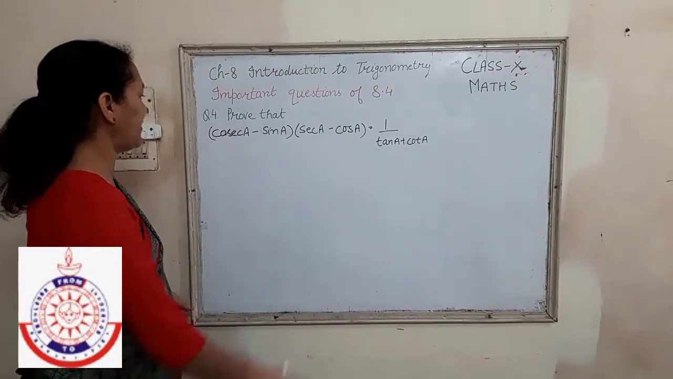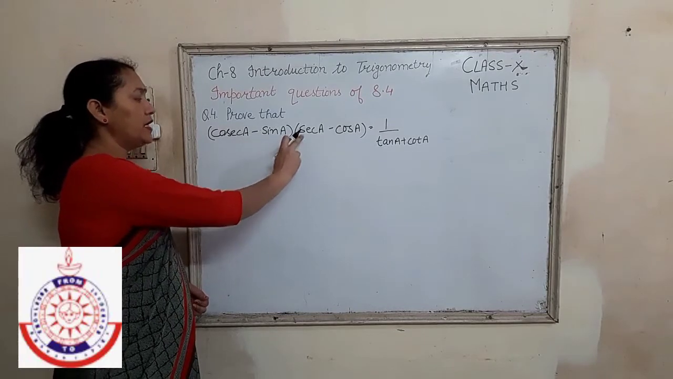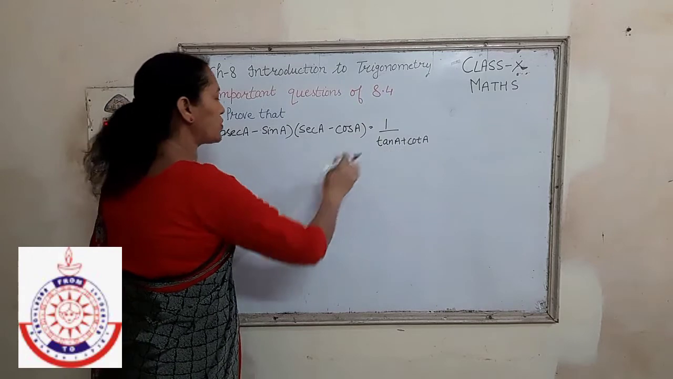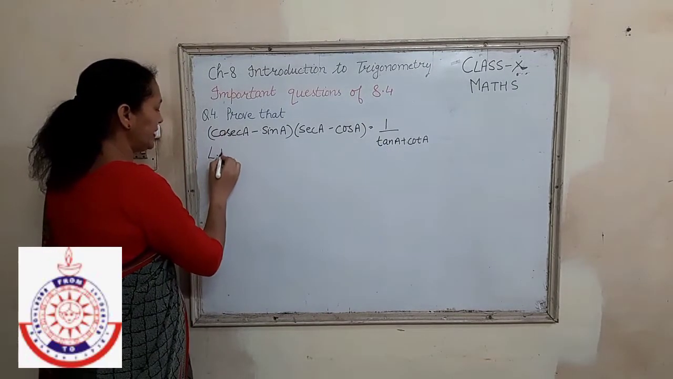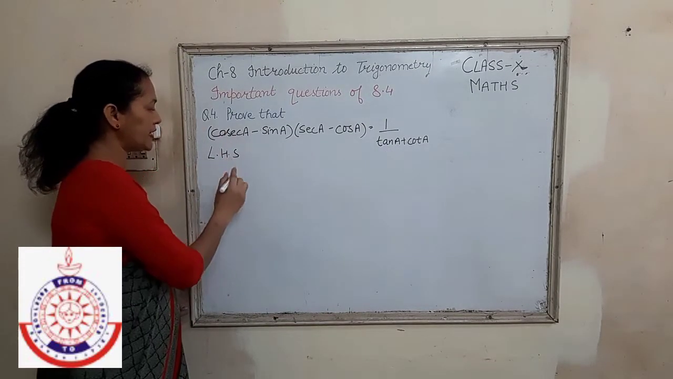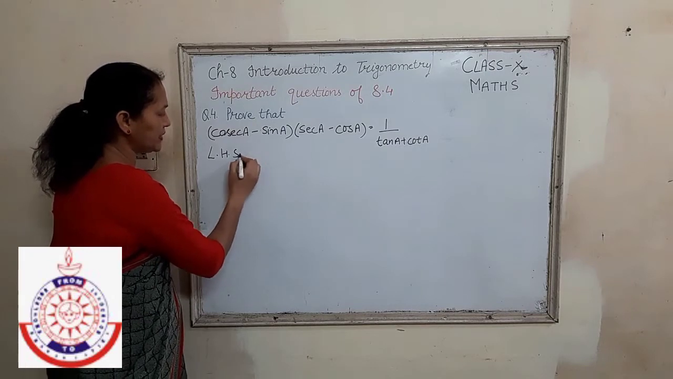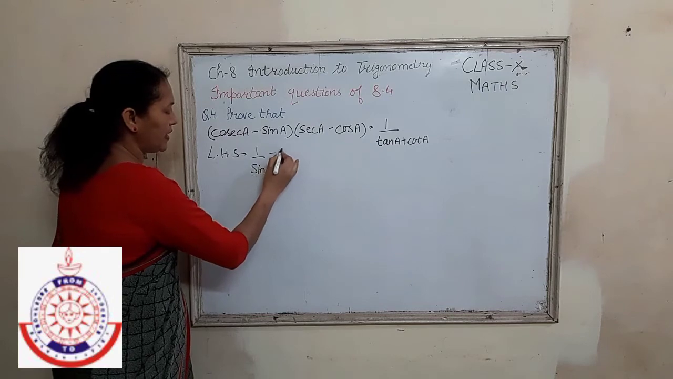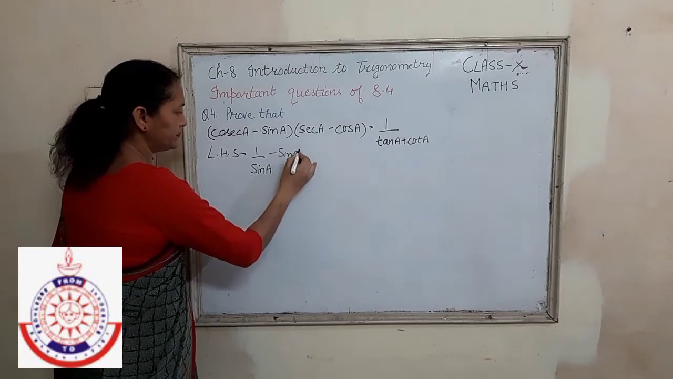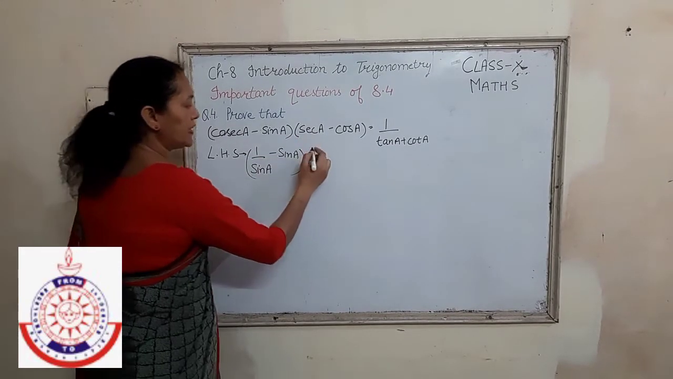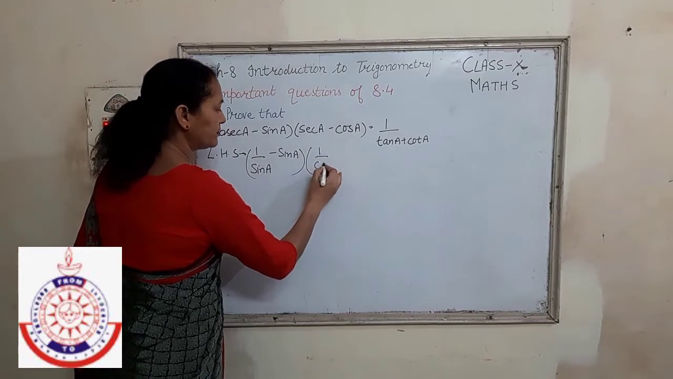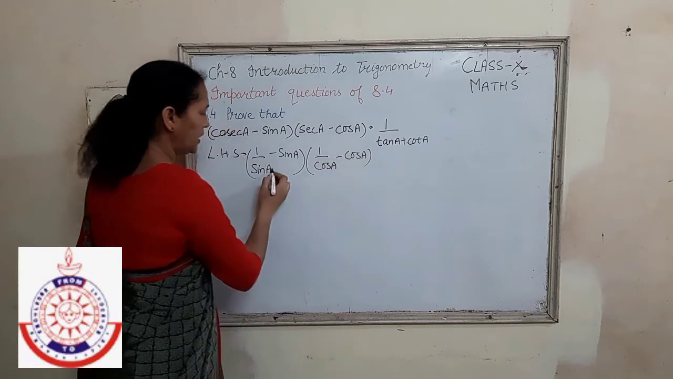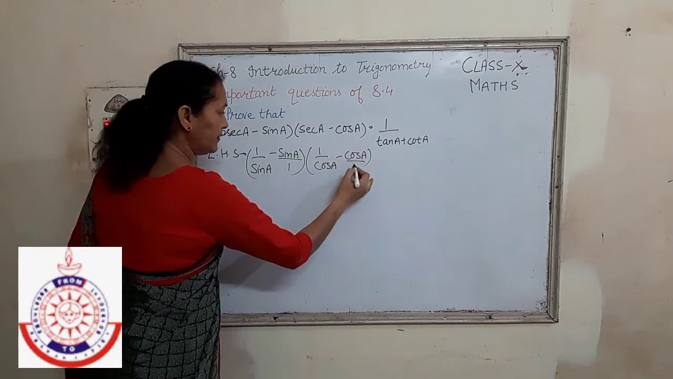In next question we have cosecant A minus sin A into secant A minus cos A equals to 1 upon tangent A plus cot A. Let us start with left hand side. Cosecant A means 1 upon sin A minus sin A is already there. Secant A means 1 upon cos A minus cos A. We can write it as upon 1.